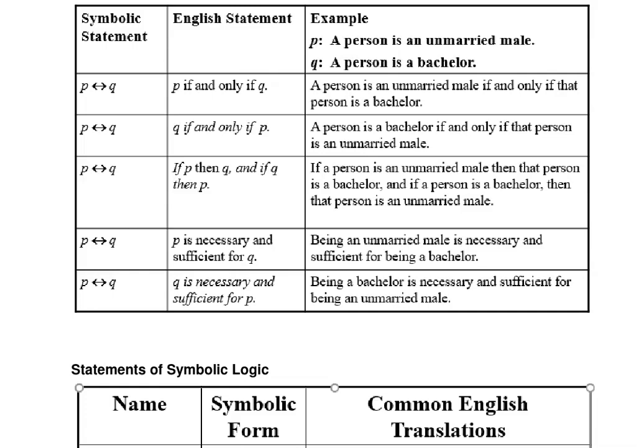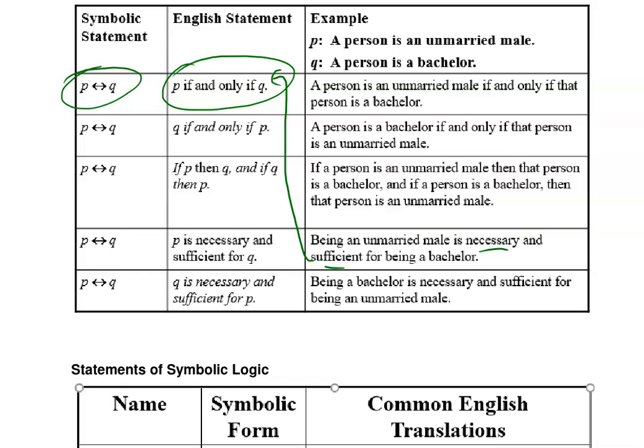If P then Q, and if Q then P, which we just talked about, right? If you use the phrase if and only if, then both are true, right? If P then Q and if Q then P are both true. All right. P is necessary and sufficient for Q means the same thing as P if and only if Q. So if you see both necessary and sufficient, that translates to this, right?